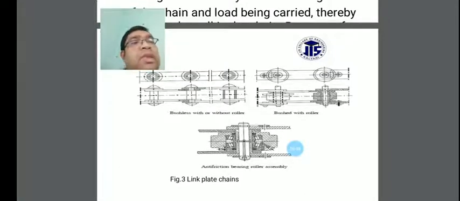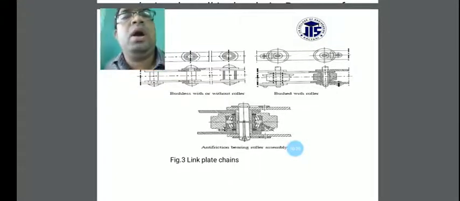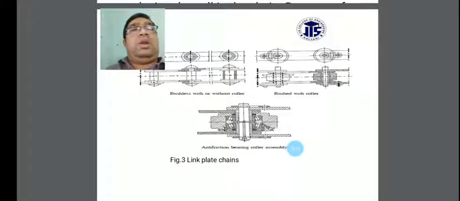This is the anti-friction bearing rollers. Also we can see the bush without rollers and the bush with rollers. The rollers allow the chain to move very easily, and there is no friction. For this, the anti-friction bearing is given so that the chain moves properly, and there is no loss of energy during the movement of the chain from one shaft to another shaft, and the materials will be properly transferred.